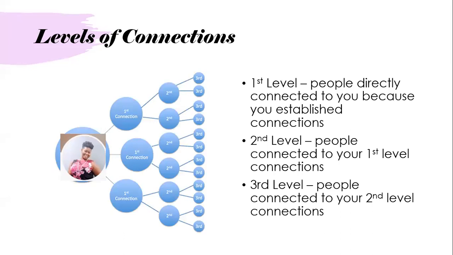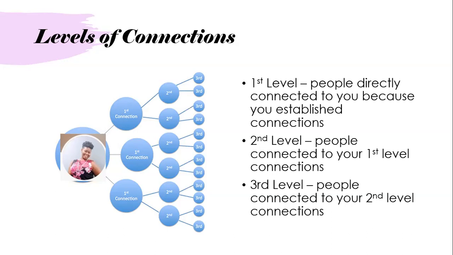So levels of connections. This is in essence how LinkedIn works. Here I am, and then we have our first level, our second level, and then our third level. Each level is pretty much defined by who you are connected to directly. Our first level are the people that we have already established some type of connection to. Those are our coworkers, our friends, our family, college mates, sorority sisters, frat brothers. Those are the people that we have already connected with.